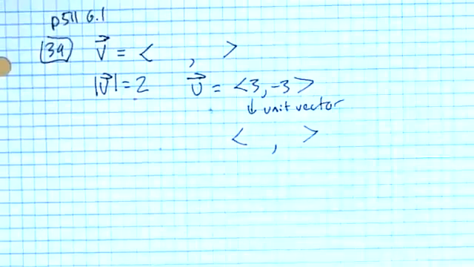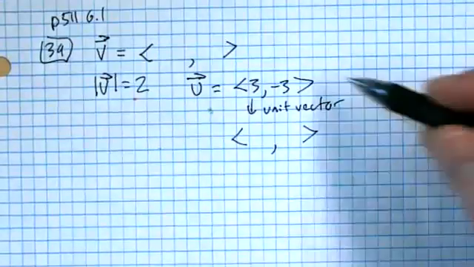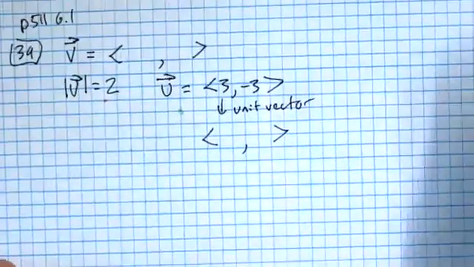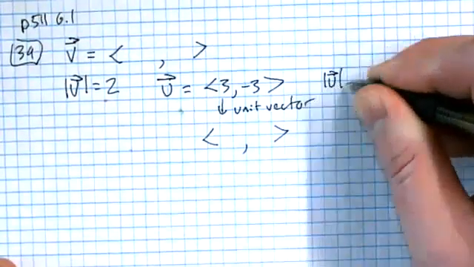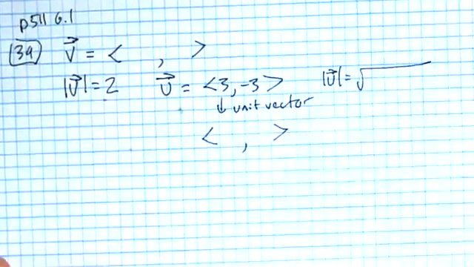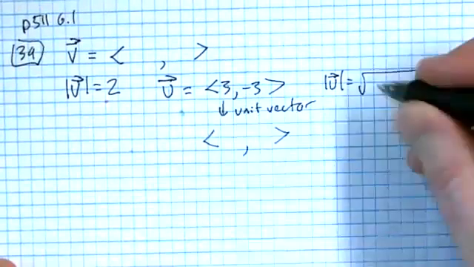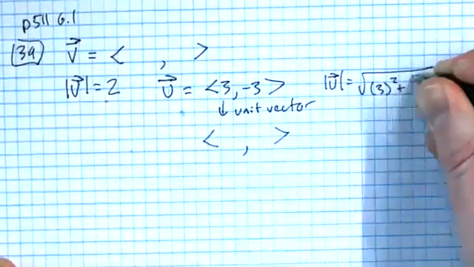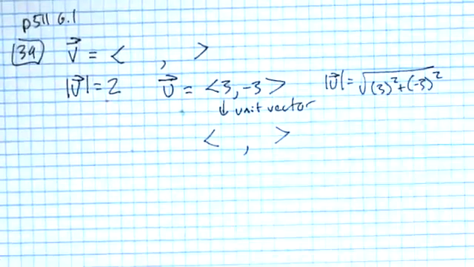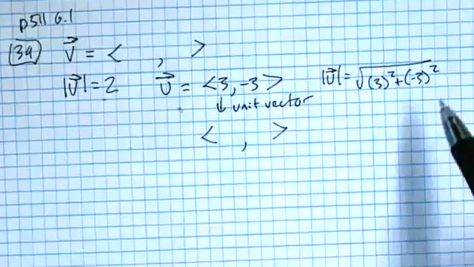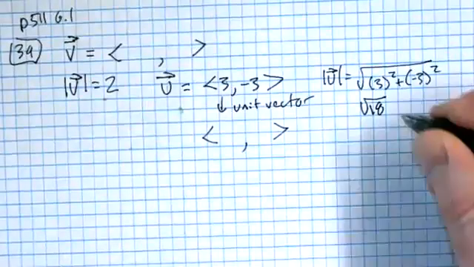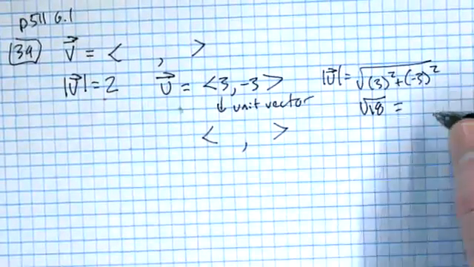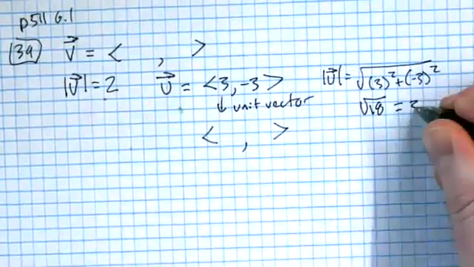So in order to do that, I need to figure out what the magnitude of this is. I need to figure out how long this thing is. So I'm going to find the magnitude of u by doing square root of the x component squared plus y component squared. That's 9 plus 9, which is 18, which is 2 times 9, so 3 root 2.